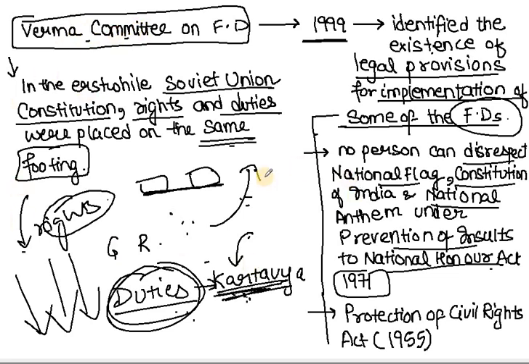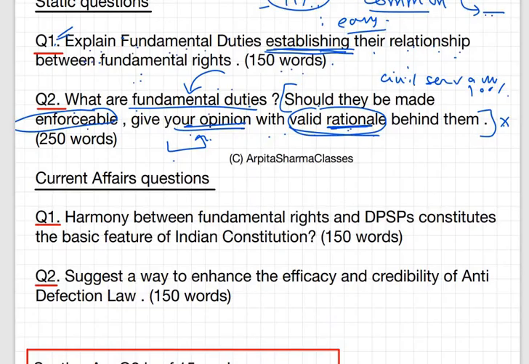So I gave you 3-4 examples. Giving all these examples, you can prove that yes, fundamental duties should be placed on the same footing as fundamental rights, to make sure that there is continuous two-way unity and harmony in the nation, among the society, among the people. That is how you had to answer this question. Very simple question. Again, this was quite a simple question.